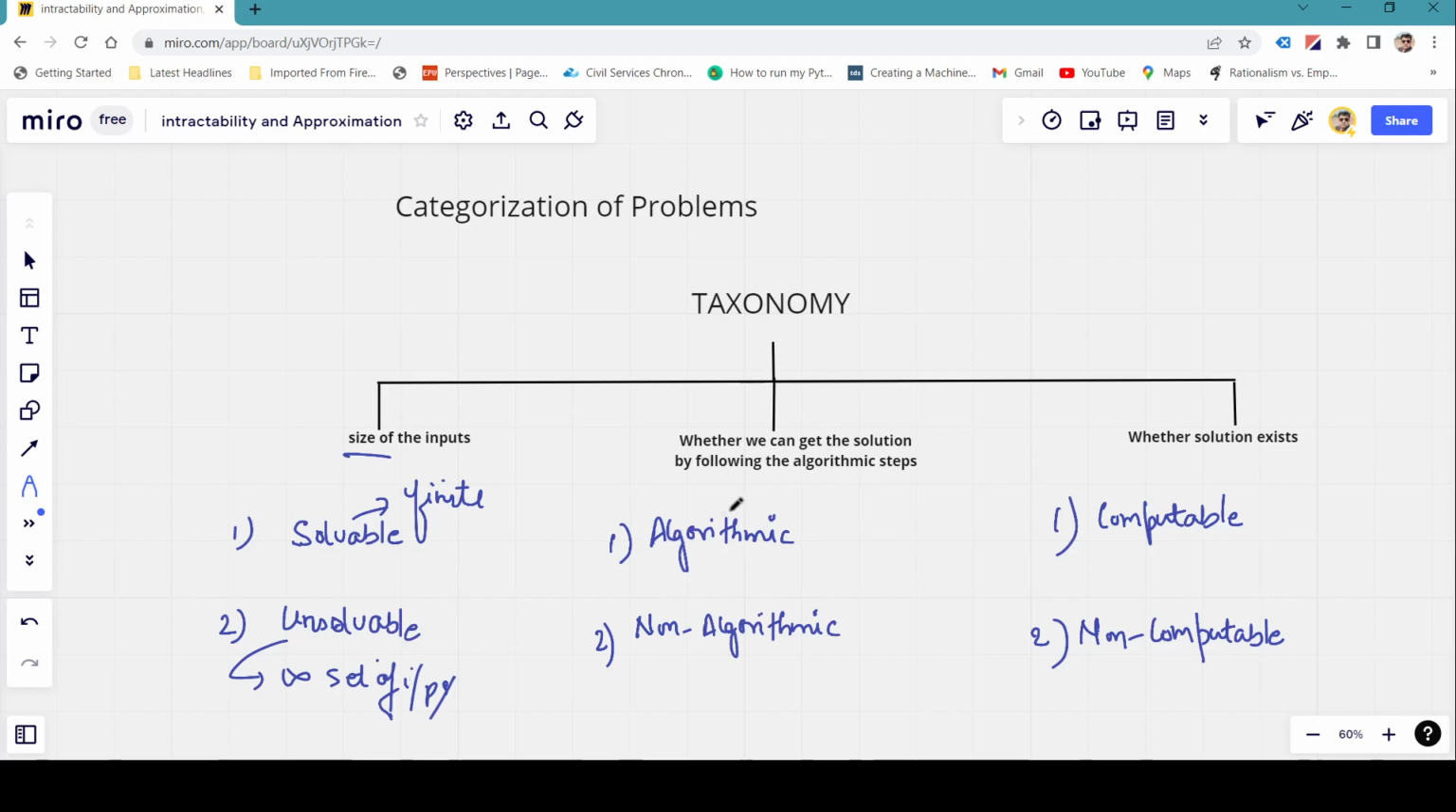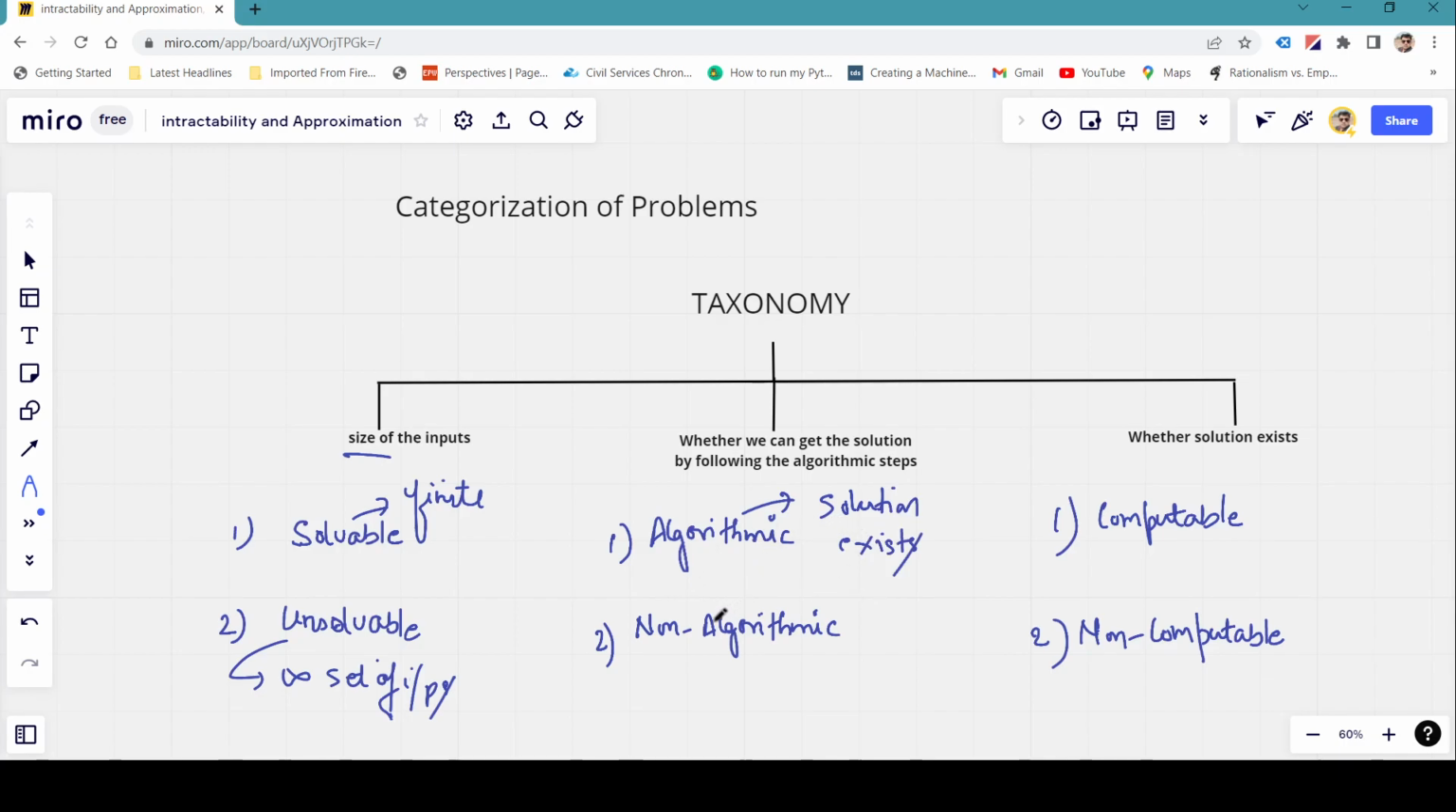Now there is another categorization, and that is on the basis of whether or not we will get a solution by following the algorithmic steps. We already know that whenever a problem is given to us, we write an algorithm for it, and an algorithm is basically a sequence of different steps that have to be followed in a particular order to get to a solution. There is a class of problems for which an algorithm exists, and if we follow the steps in the algorithm the way it has been written, it is possible for us to get a solution. These problems are called algorithmic problems because their solution exists if we simply follow the different algorithmic steps.